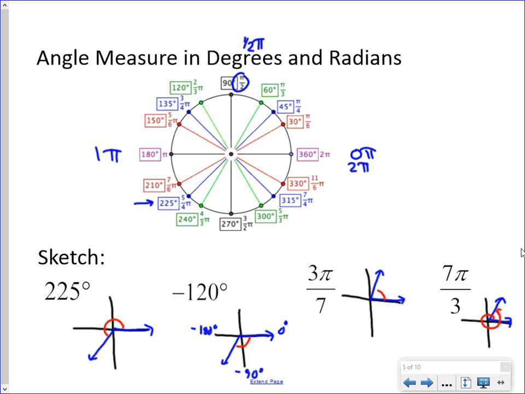If I want you to graph in degrees, we'll put a degree sign behind it. If there is not a degree sign behind the number, we assume now that it is radians, not someone forgetting a degree.